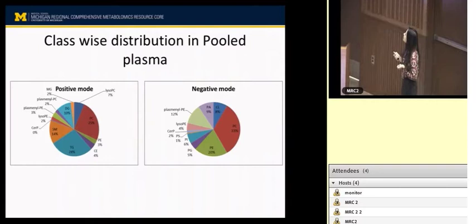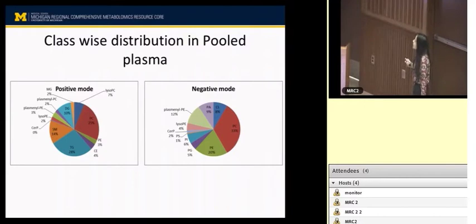So this is the class-wise distribution in the pooled plasma. By pooled plasma, we mean we have pooled plasma from Red Cross that we run for all our experiments here. It's like our quality control sample for our platform, showing how our platform is performing from day to day and from experiment to experiment. So it gives a good assessment of what we see and how the quality of the data is. It serves as a quality control for each of our experiments and our platform in general.